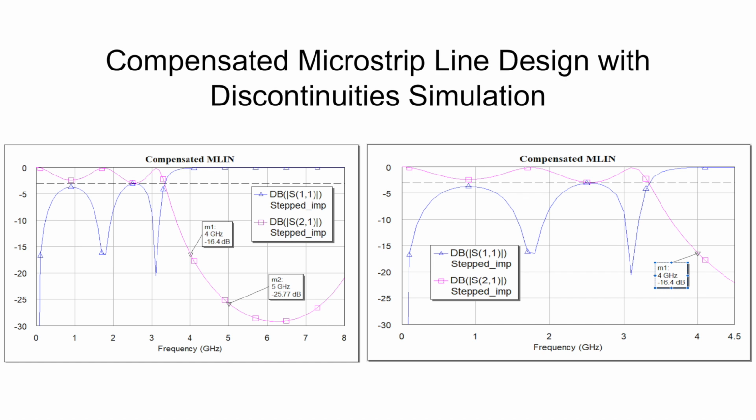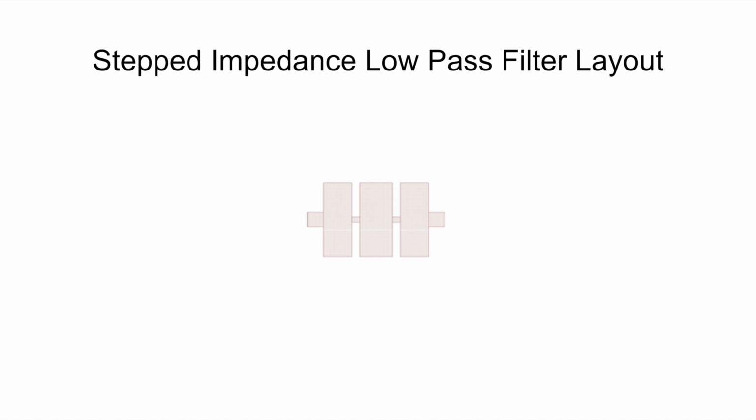After compensating for the discontinuities, the defined ripple in the passband came back, but the cutoff frequency still remained at around 3.3 GHz. Here's a look at the stepped impedance low-pass filter layout that was made in Microwave Office. We exported this layout and began the fabrication process. Jordan will now explain how we built the filter.